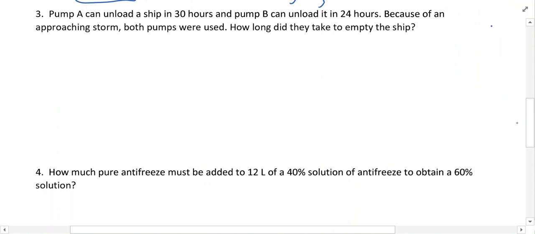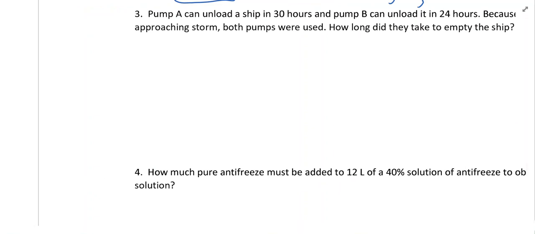Pump A can unload a ship in 30 hours, and Pump B can unload it in 24 hours. Because of an approaching storm, both pumps were used. How long did they take to empty the ship? This is what we call a work problem, and they're working together. So you're going to want to write this equation down for work problems.